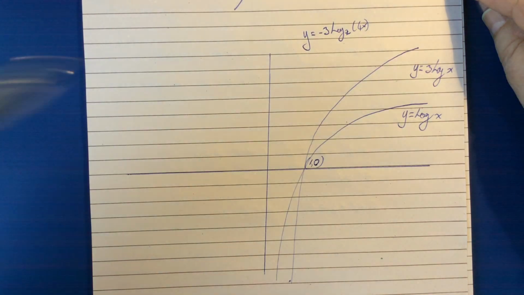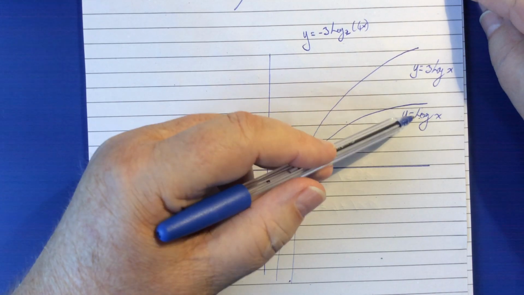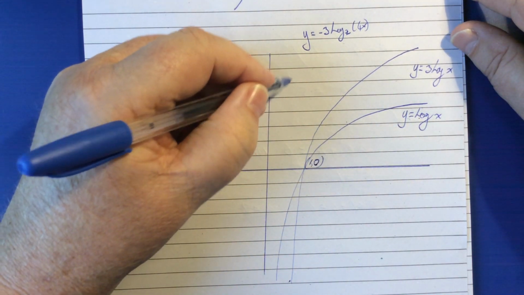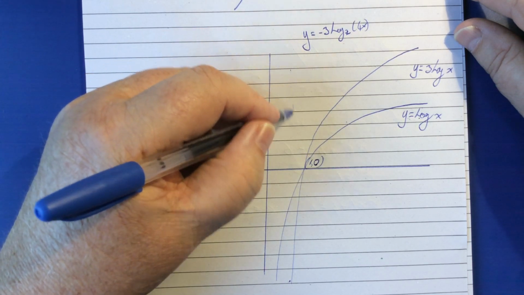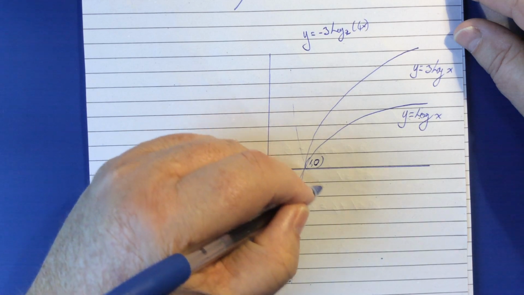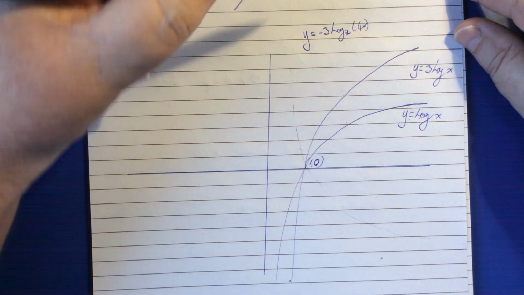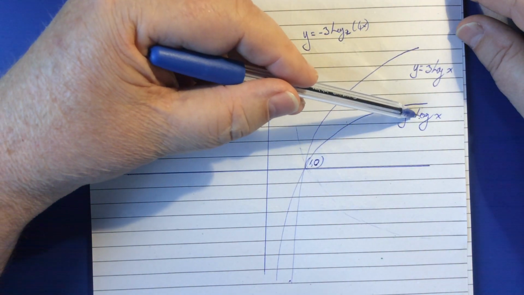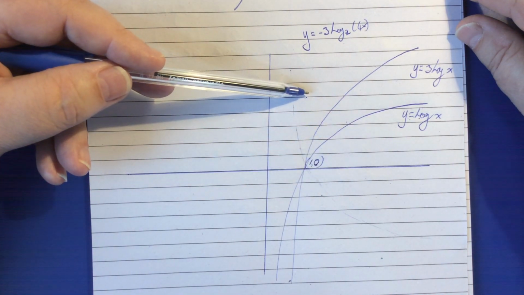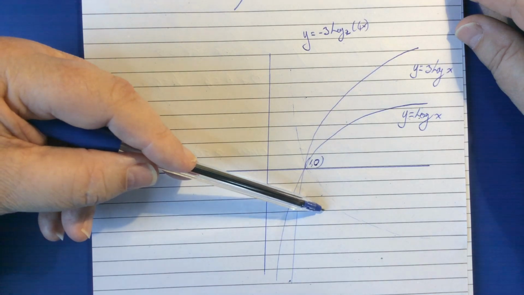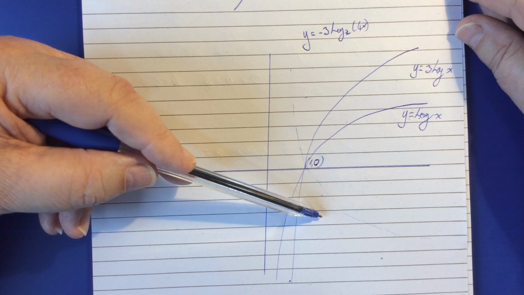Now, what happens if we put a minus in front of that? Well, if we put a minus in front of this, let's start with that. What we get, and I'll just barely sketch this in, is a reflection in the x-axis. So if we make that y equals negative log x, this is flipped, if you want to put it that way. It's a reflection in the x-axis.